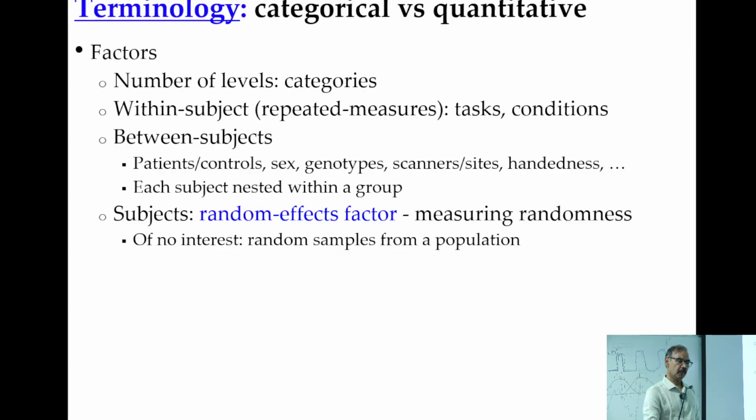And so there are several factors, as I mentioned, like the number of levels or categories within subject, which is repeated measure. It could be task, different conditions, and rest. And for between subject, it could be patient versus control, sex, genotype, scanner site, handedness, right? And so these factors are to be used.